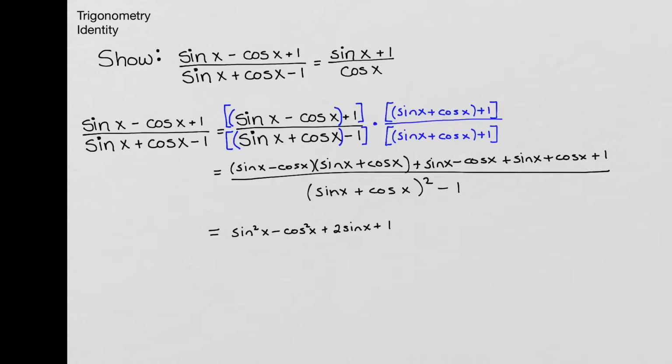Okay, so that's looking a lot nicer. Now in the denominator, I'm going to use the perfect square trinomial formula on sine x plus cosine x quantity squared. And this gives me sine squared x plus 2 sine x times cosine x plus cosine squared x, and then the minus 1 is on the end.